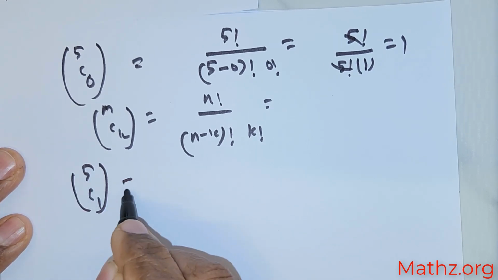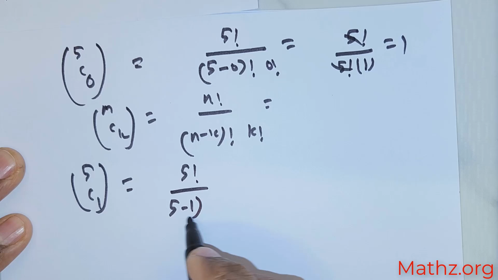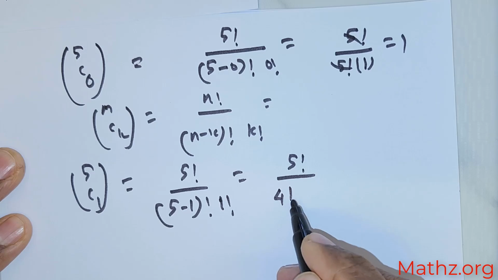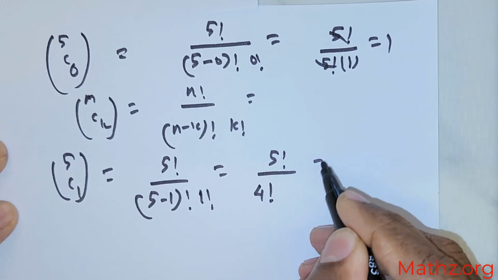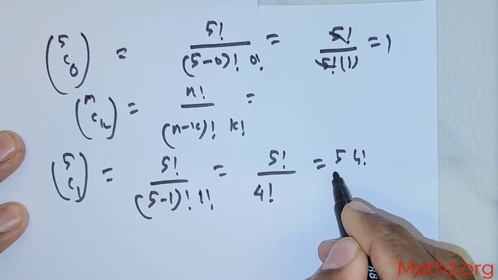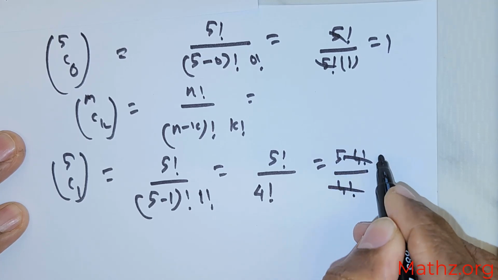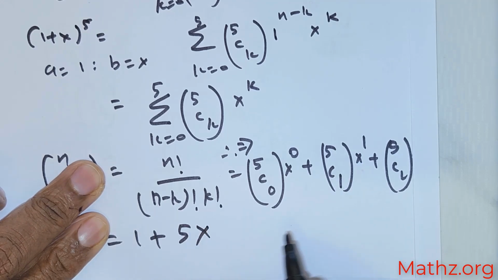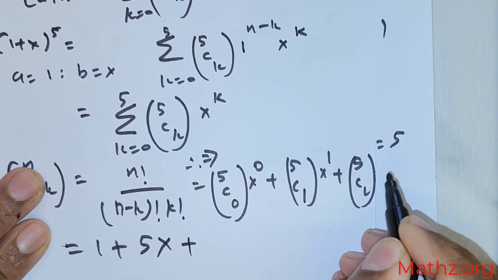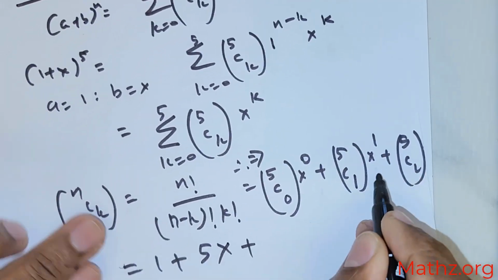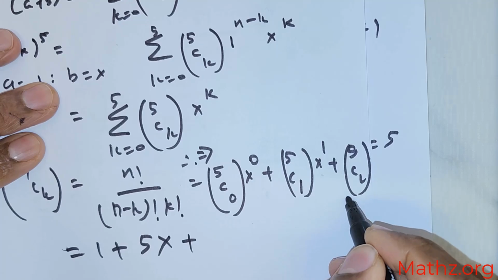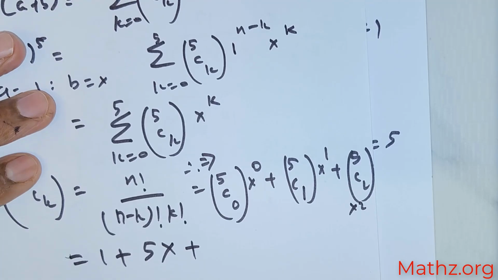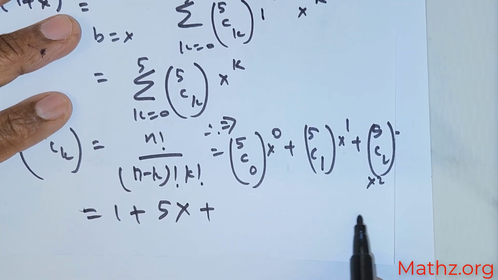Now what is 5C1? 5C1 is 5 factorial divided by 5 minus 1 factorial times 1 factorial. Now 5 minus 1 is 4, you have a 4 factorial, 1 factorial is 1. 5 factorial can be written as 5 times 4 factorial divided by 4 factorial. These two can be cancelled, giving me 5. So you got a 5 there, and x raised to the power of 1 will give me x. Now this is x raised to the power of 2. Apparently because of the overflow, the x raised to the power of 2 went on to the next page, or I would say the adjoining page. So x raised to the power of 2 is present there.